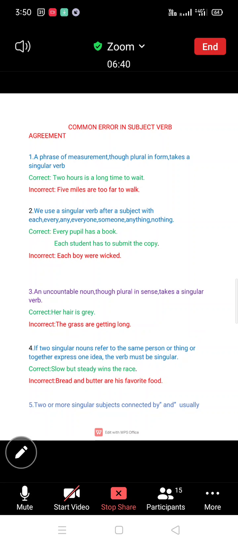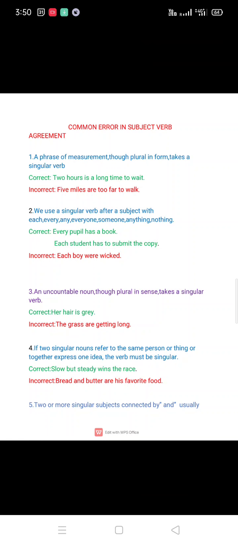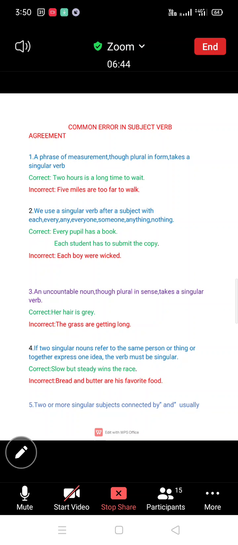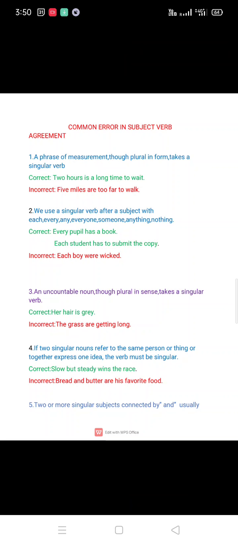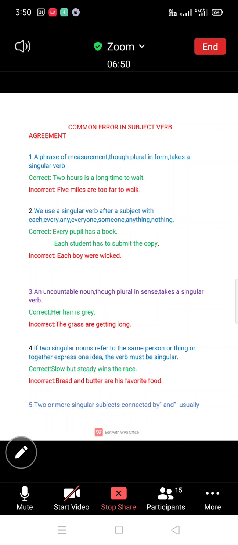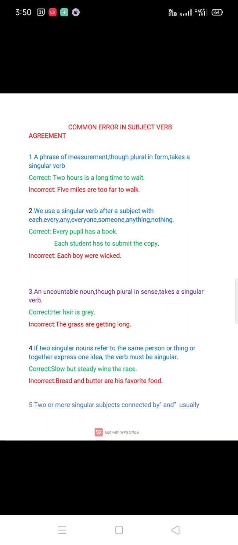Okay, now number 4 is, if two singular nouns refer to the same person or thing or together express one idea, then the verb must be singular.